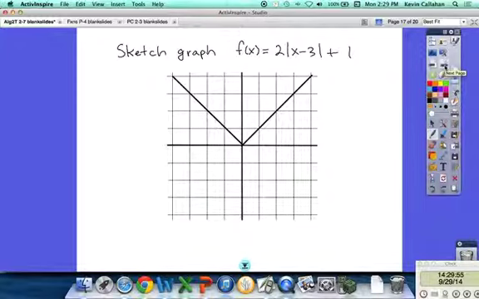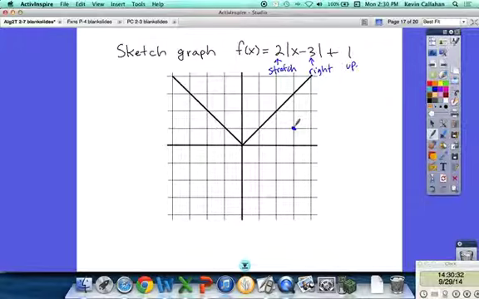Okay, so let's try and do all these in one. Let's describe the transformations first. The 2 is a stretch. The minus 3 is right. The plus 1 is up. So we've got to do all those things, right? Stretch, right, and up. Okay, so let's see. Minus 3: right 3, up 1, and now we're going to draw a V.